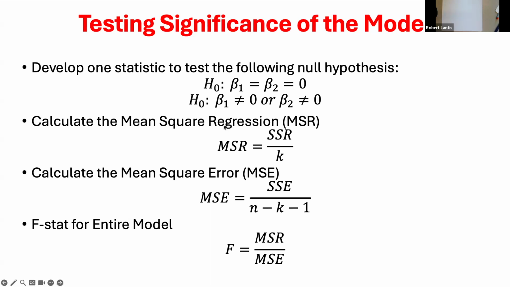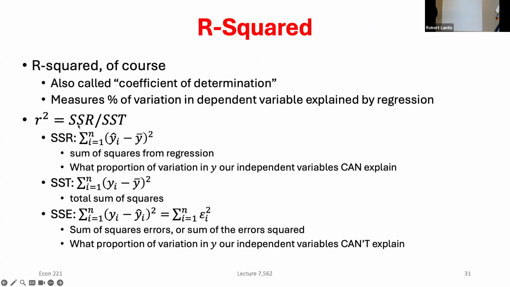So I'm going to put these up here. I'm not going to make you do this by hand. I'll show you where these things exist in Excel, but we're going to have the mean square of our regression. This is going to be the sum of our squared residuals divided by the number of independent variables that we're including. So you can think about it here: this is what I can explain using my regression model, using my predictions.